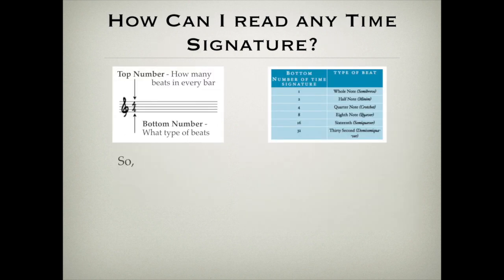So how can we read any time signatures? Well, just keep those two things in mind. The top number, how many beats in every bar? The bottom number, what type of beats? So let's try this. If we have a time signature there of 3/4, top number, 3 beats in every bar, bottom number is 4, that means there are quarter notes or crotchets, so there are 3 quarter note or crotchet beats in every bar.